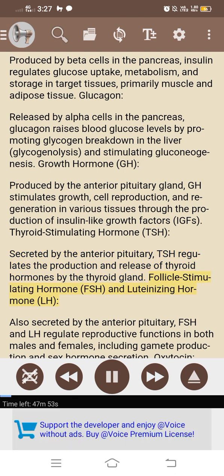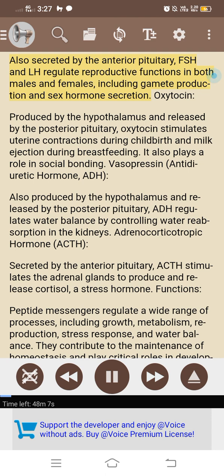Follicle stimulating hormone (FSH) and luteinizing hormone (LH). Also secreted by the anterior pituitary, FSH and LH regulate reproductive functions in both males and females, including gamete production and sex hormone secretion. Oxytocin. Produced by the hypothalamus and released by the posterior pituitary, oxytocin stimulates uterine contraction.